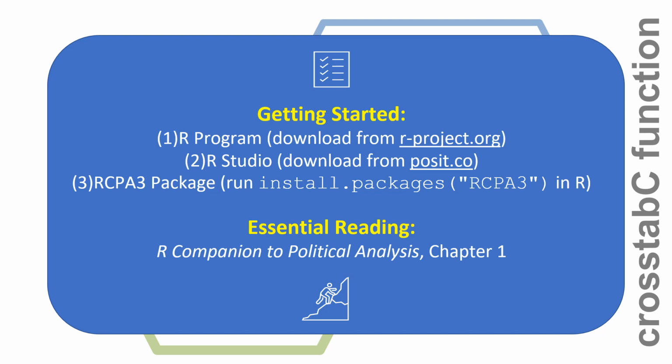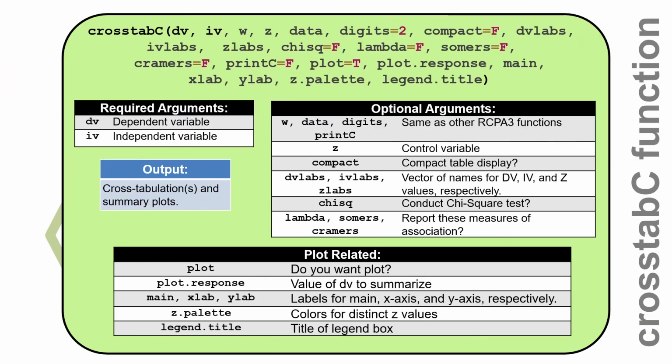I'm also assuming that you have a basic understanding of how to work in the R environment. If you don't know what functions and objects are, you should review Chapter 1 before practicing this skill from Chapter 4. The crosstabC function is one of the most powerful functions in the RCPA3 package, and probably the function we use the most in the book. Now, the required arguments are fairly simple, but there are a lot of optional arguments and plot-related arguments which allow you to do a lot with crosstabC. In this video, I'm going to focus on the function's required arguments and standard optional arguments.